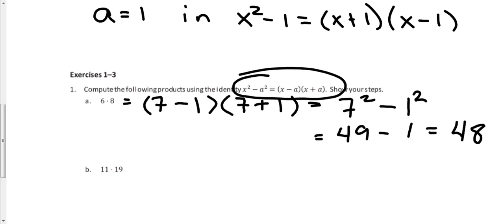So, I want you guys to do B, C, and D on the next page.